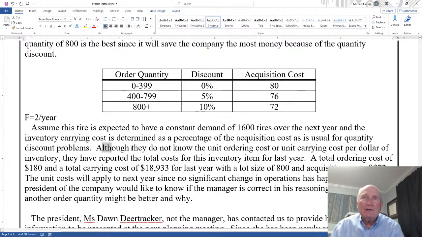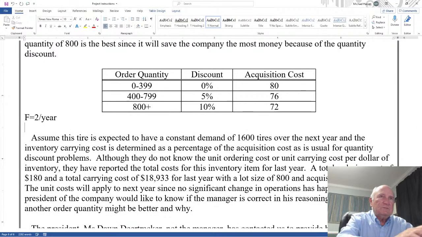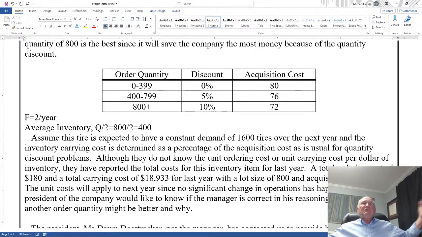Okay? And although they do not know the unit ordering cost or unit carrying cost per dollar of inventory, they have reported the total cost for this inventory item for next year. Okay. Well, also, there's no safety stock. So let me just do this. So the average inventory level, which is Q over 2, equals 800 divided by 2, which equals 400. So the average inventory is 400 through the year. So we know our order frequency, we know our average inventory. We don't know what our unit costs are, though.